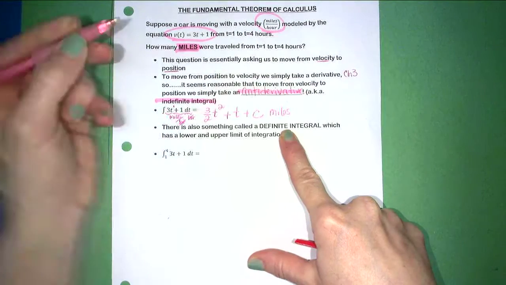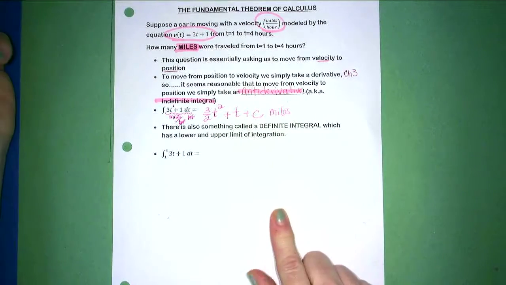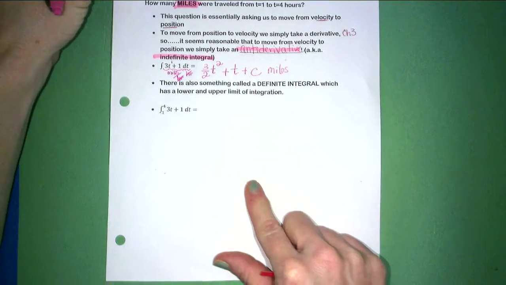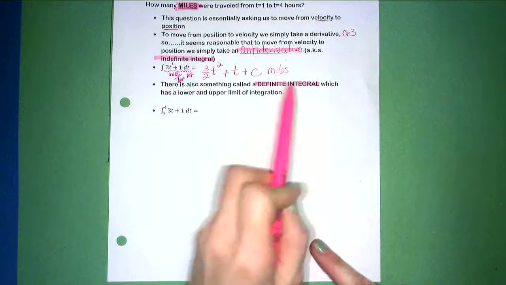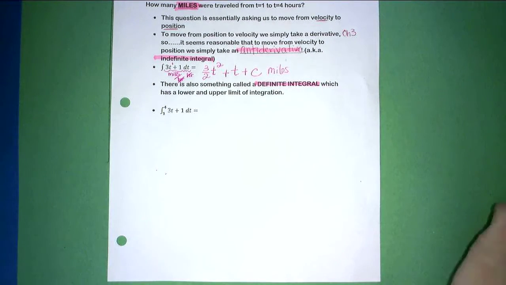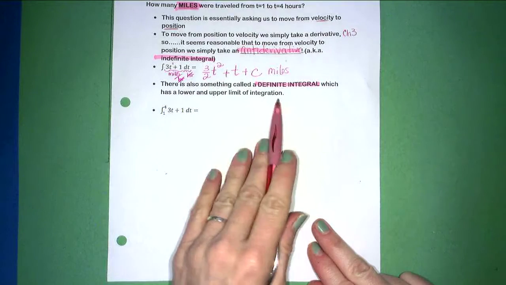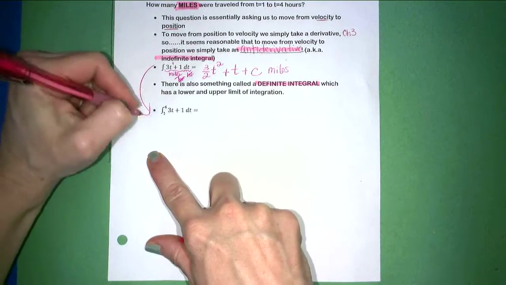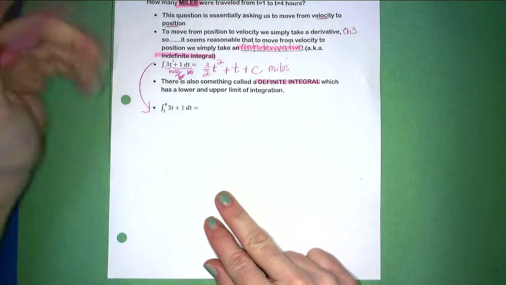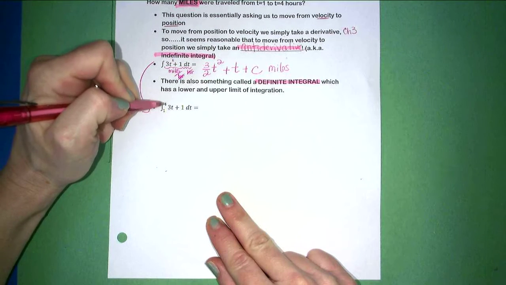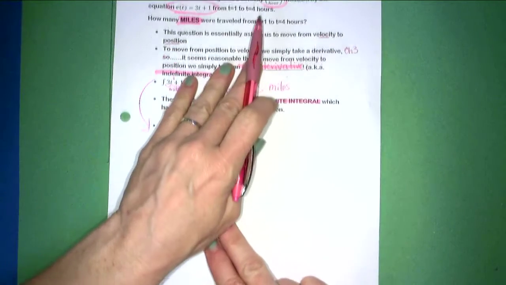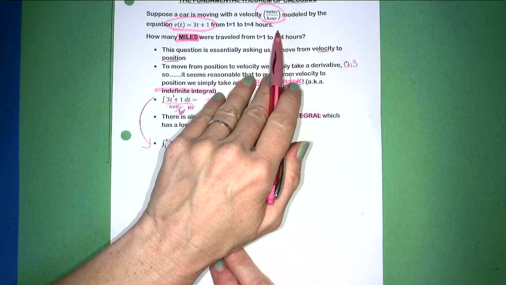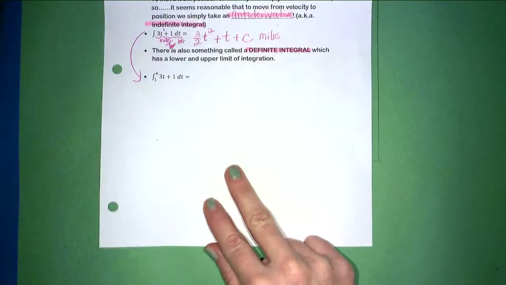Okay, moving on. Now it says there is also something called a definite integral. So we went from indefinite to definite. A definite integral has a lower and upper limit of integration. So watch how we change from here to here. All I added in here was a lower limit and an upper limit on my integration. So from 1 to 4, and that equates from up here to 1 to 4 hours. Okay, so we want to know how many miles we're traveling specifically from 1 to 4 hours.